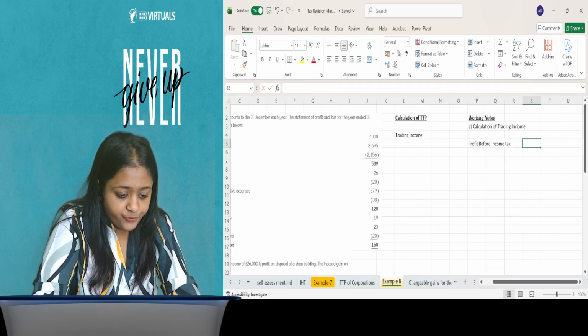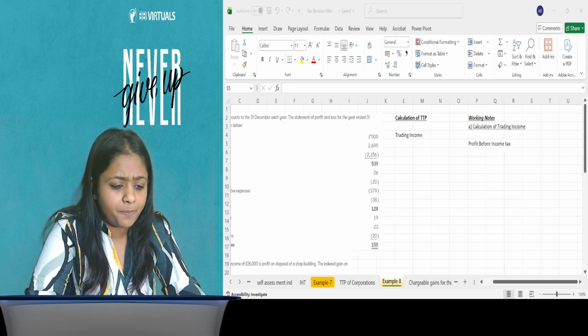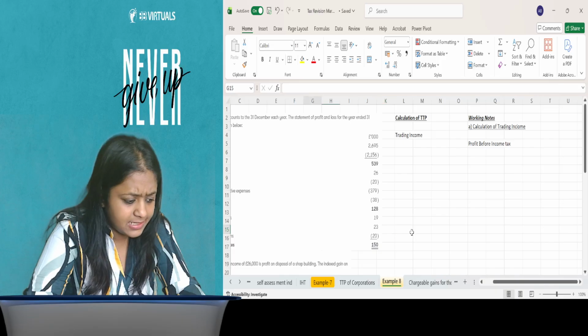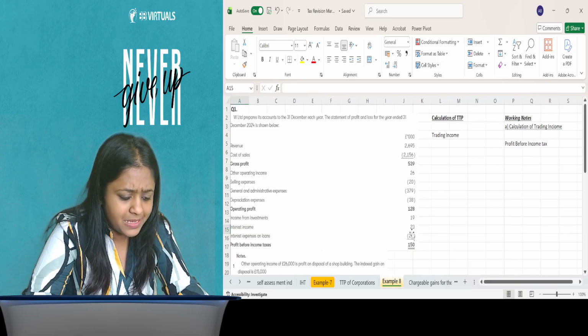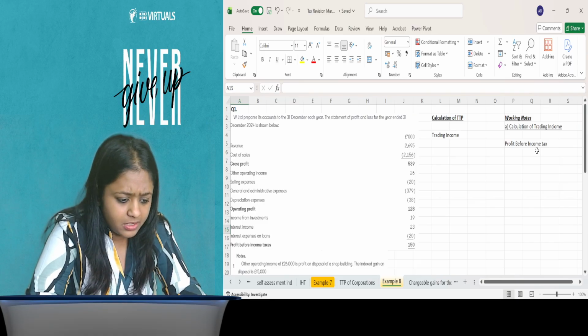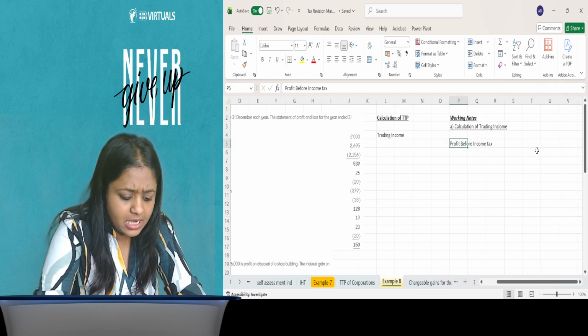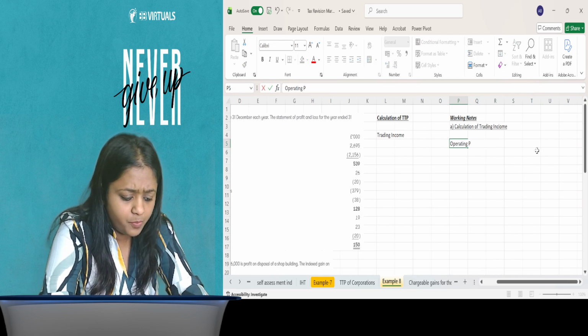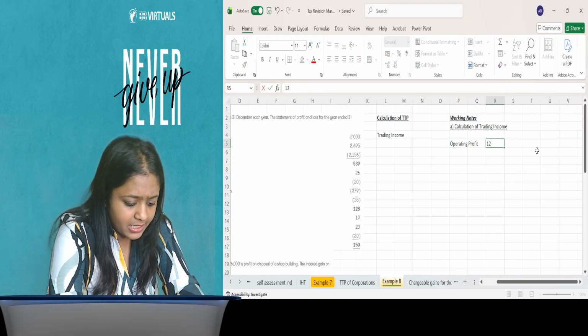It is 150. Although actually the starting point should be operating profit, because we can see here interest from investments, income from investments, interest expenses on loan. Nothing needs to come here. Only interest and expenses may come here. Let's see the notes. So I think yes, the starting point always in our exam is operating profit only. So let's start from there, which is 128.